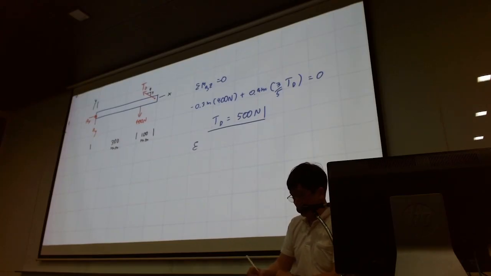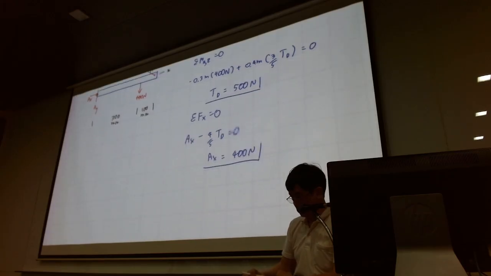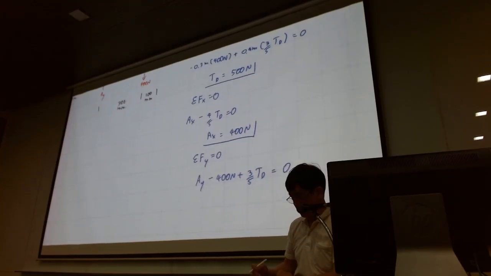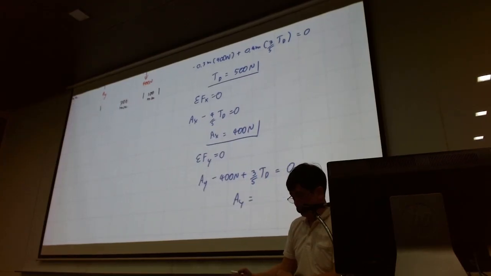And then, of course, summation of the force in the x equal to 0: we have AX minus 4/5 TD equal to 0. So AX equal to 400 Newton. And then the last one, summation of the force in the y equal to 0. We have AY minus 400 Newton plus 3/5 TD equals 0. So AY equal to 100 Newton.